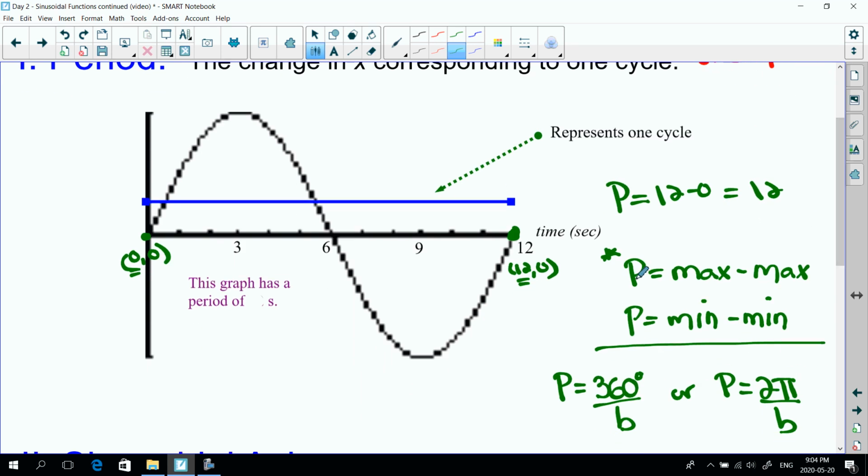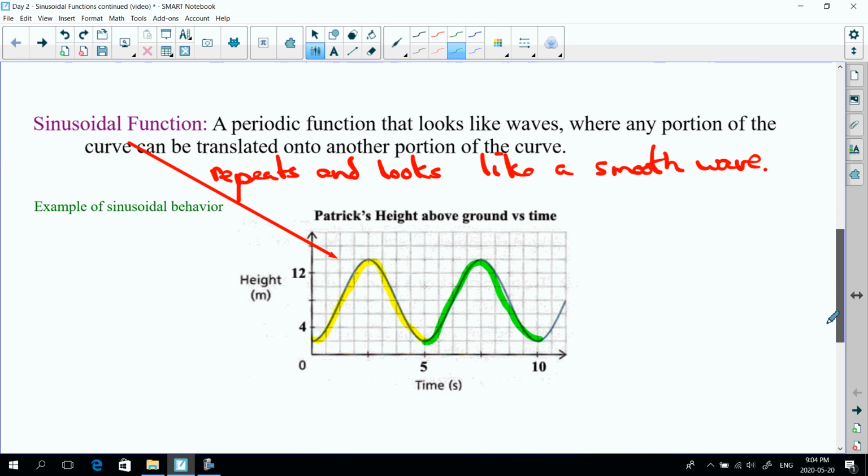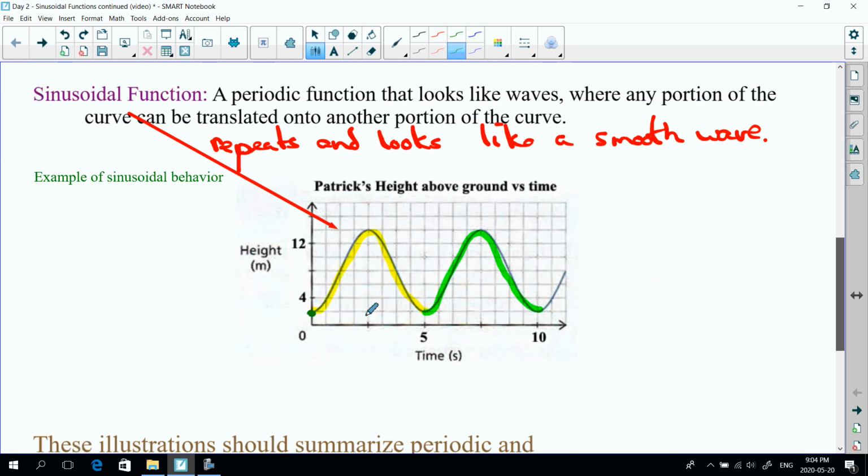Now, you can also calculate the period by going from max to max or from min to min. I'll show you what I mean by that. If I go back to this picture right here, yes, you can calculate the period as one cycle, change in x. Okay, 5 minus 0, the period would be 5. But you can also go from max to max. All right, check this out. That is an x value of 2.5. That is an x value of 7.5. 7.5 minus 2.5 would give you 5. It doesn't matter where you calculate the period.